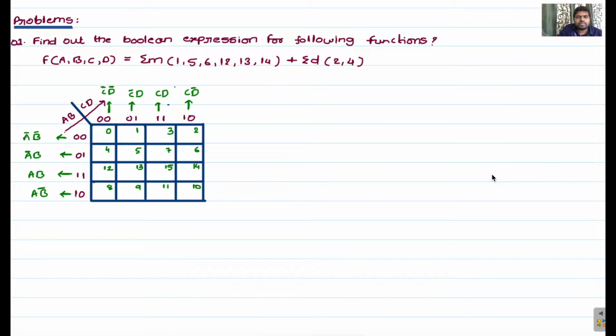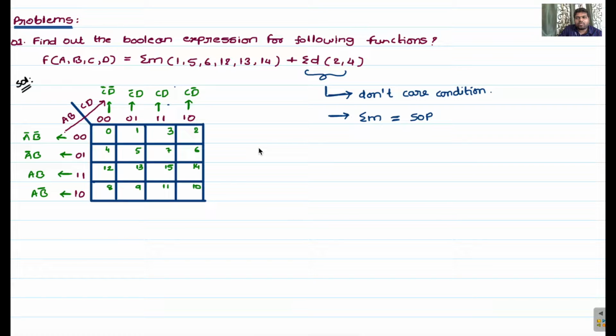Problems on K-map. This is the first problem. F of a, b, c, d equals sigma m 1, 5, 6, 12, 13, 14 plus sigma d 2, 4. Sigma d is nothing but the don't care conditions here, and sigma m is nothing but sum of product.